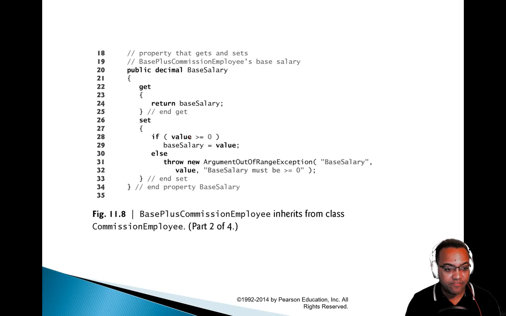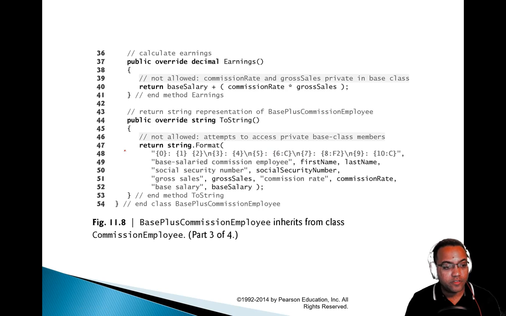And there it is. If it's less than 0, hey buddy, you've got to put your base salary in there. And then we have our override for decimal Earnings. Remember that there was an Earnings method in the base class? We're overriding it because we want to add the base salary to it. But remember, we can't do this because we're trying to access private variables. In order for us to do this, we're going to have to change those access modifiers to what?